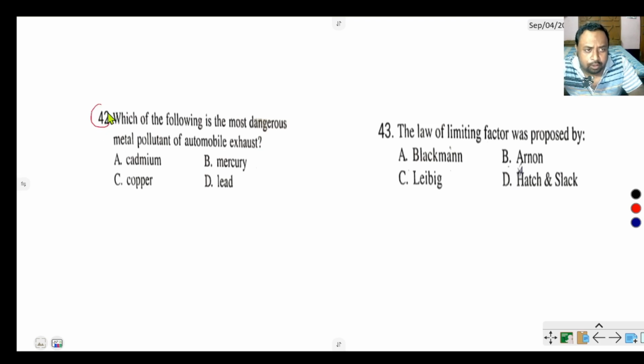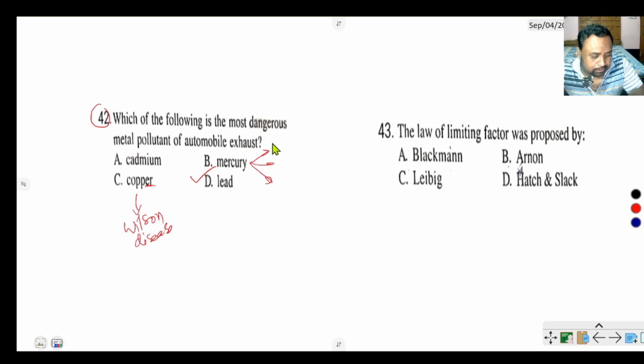Question number 42 says, which of the following is the most dangerous metal pollutant in automobile exhaust? Cadmium, copper, mercury, lead. This is lead. Lead poisoning affects our nervous system, kidney and other organs of the body. Another example, copper causes a rare genetic disease called Wilson disease. In this disease, nausea, vomiting, diarrhea, kidney damage, anemia, etc. occur. But in mercury, different types of disease occur.